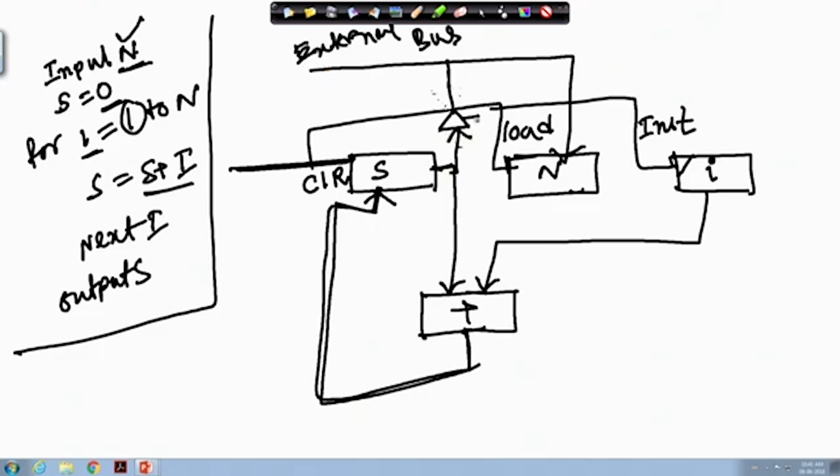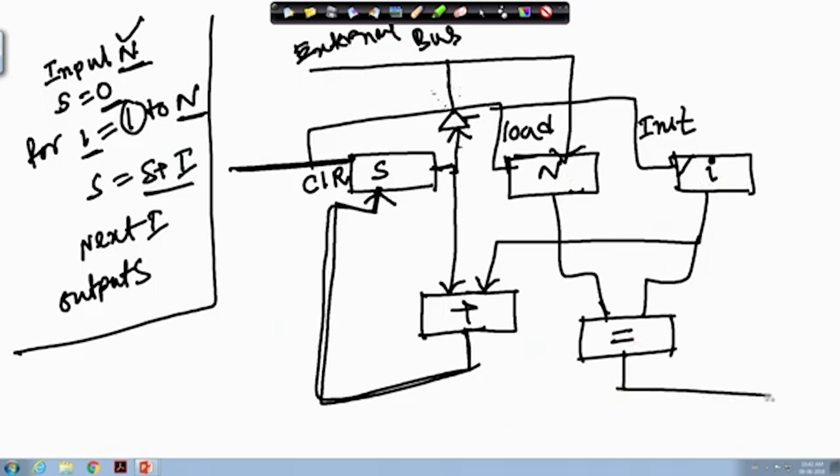So, what will be the condition for this to be enabled, so that this S value can go out to the external bus? And this is a loop running, right. So, what is the terminating condition? The terminating condition is that it has to reach the n value. So, I need one equals comparator, whenever this I equals n. So, at that time what will happen? It will try to stop.